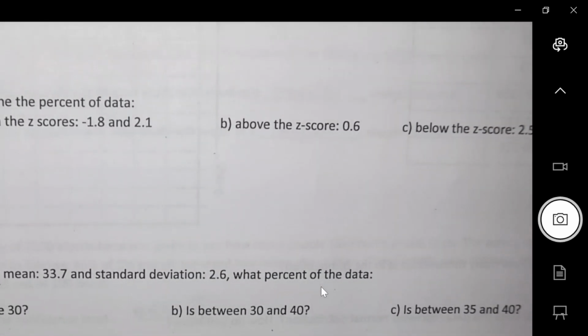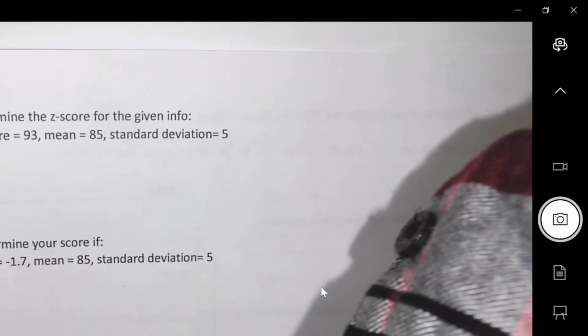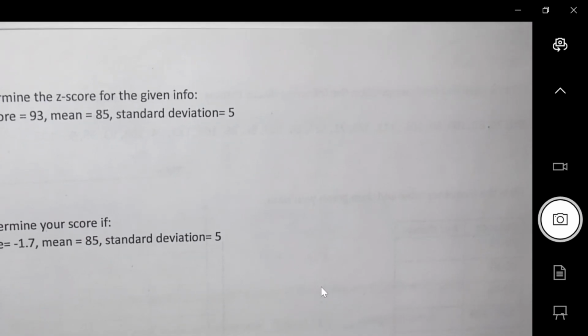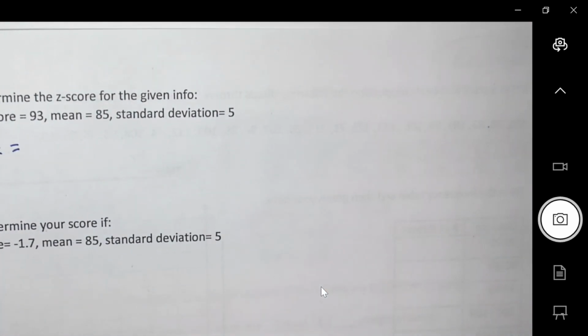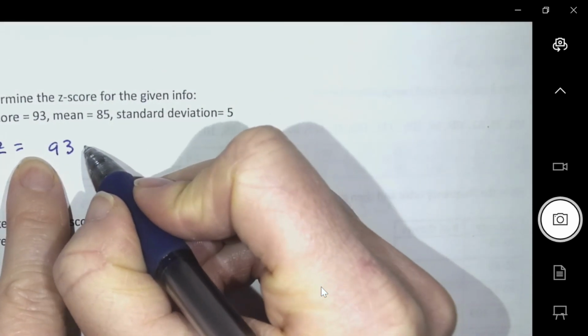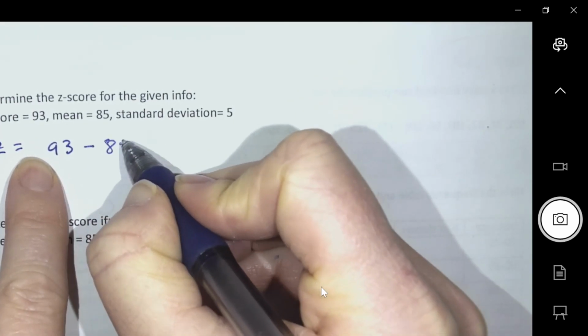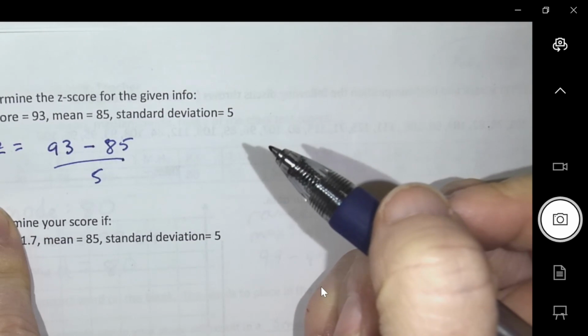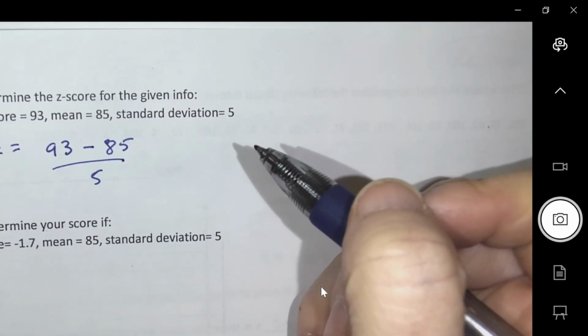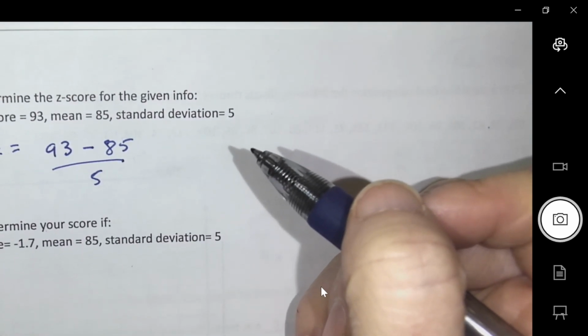Okay, determine the Z-score. So you should have a formula. Everybody has that formula on their cheat sheet. So the Z-score, did you write it in words? The Z-score equals your score minus mean over standard deviation. So whatever you need on your cheat sheet, write it out in words. Your score minus mean, divide by standard deviation.